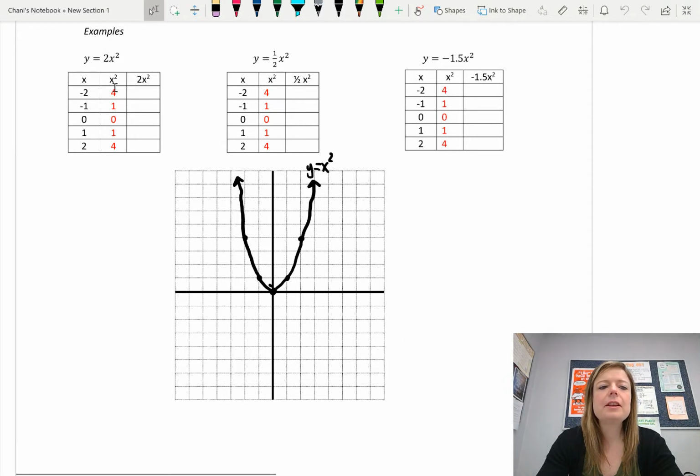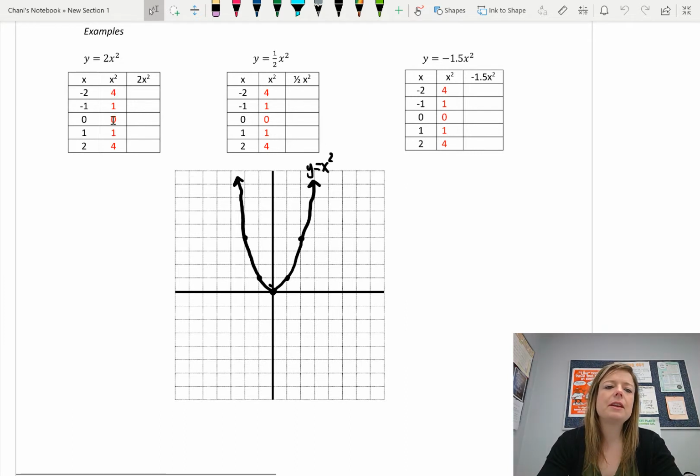So basically you want to fill in the 5 major points. At -2, you have 4. At -1, squared is 1. 0 squared is 0. 1 squared is 1. And 2 squared is 4. So those are the 5 key points of the parent quadratic.